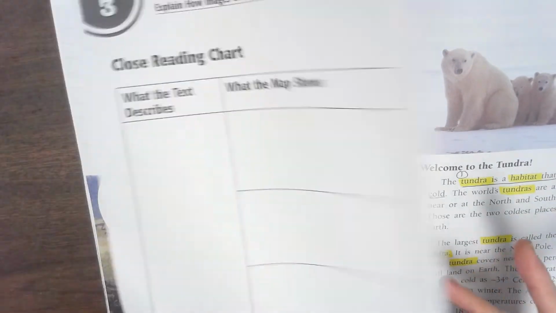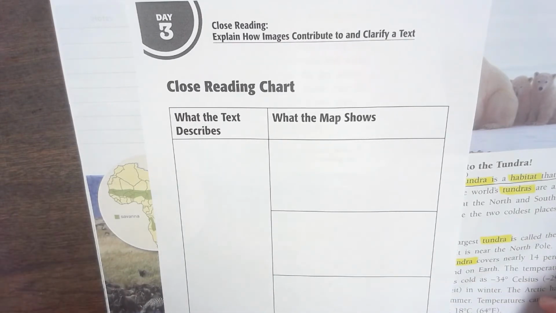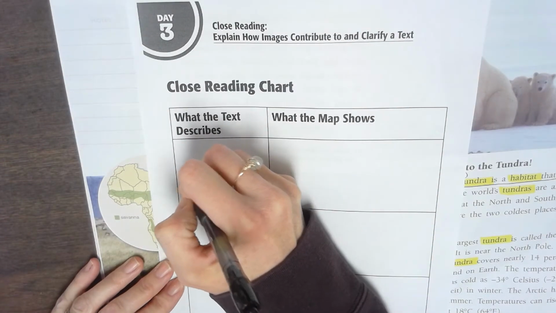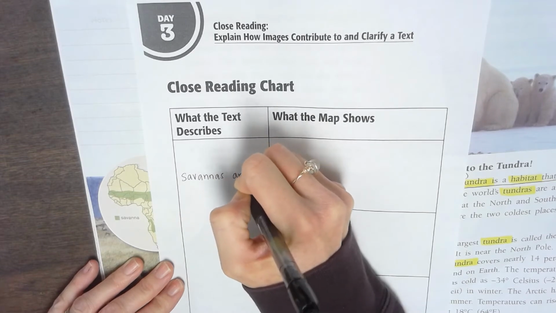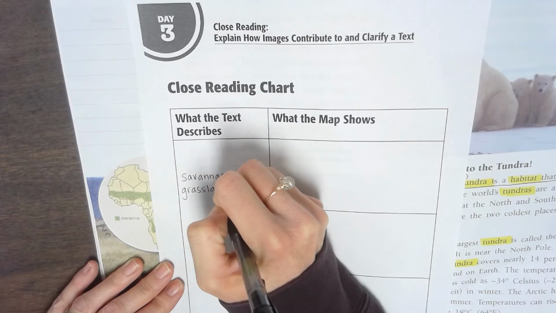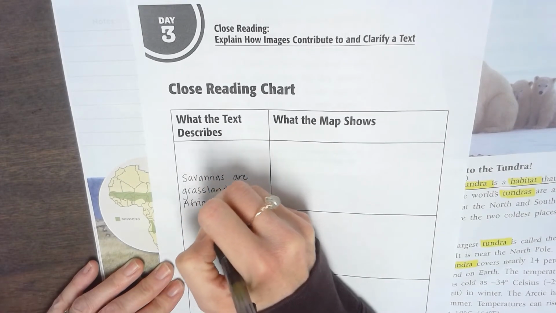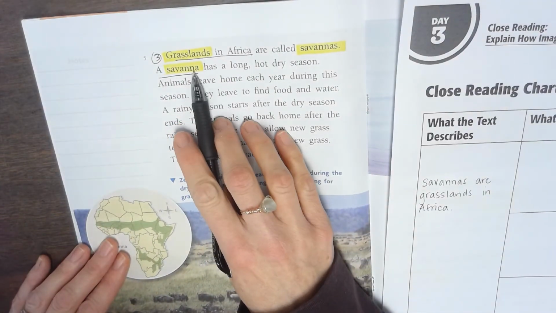So on our paper here, which is a little chart for us, we can just jot down our thoughts about each thing. So we know that the text tells us savannas are grasslands in Africa. Right? It says right here, savannas are grasslands in Africa.